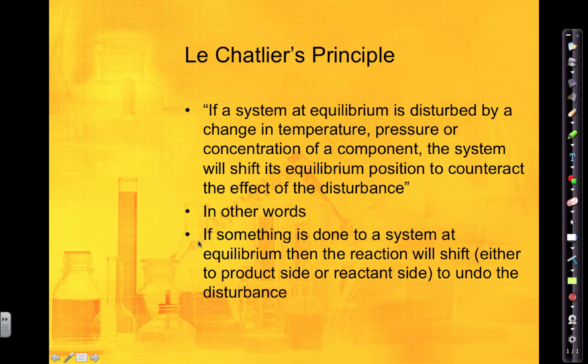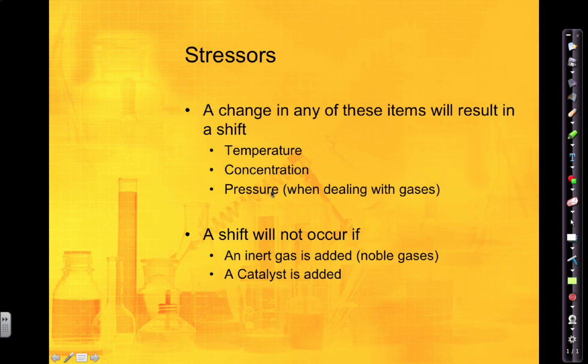Basically what this means is that if something is done to something at equilibrium, then the reaction is going to either shift to the product side or the reactant side to undo whatever has been done. Okay, so if you change temperature, concentration, or pressure only when you're dealing with gases, you're going to get a shift. So it's going to start reacting again and either go towards the product side to make more products or go to the reactant side to make more reactants to alleviate the stress.